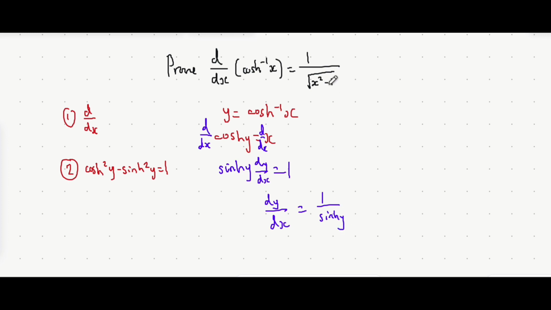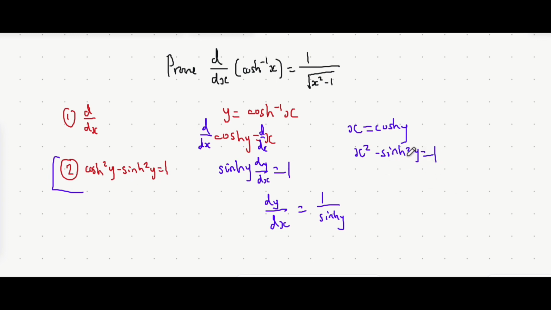However, what we see is in our answer, everything's in terms of x. So how do we go from sinh y to x? Well, that's where step number 2 comes in. Because we started off by saying x is equal to cosh of y, if we use this expression here, cosh squared y can be replaced with x squared, because that is the case with our substitution. So we can say x squared minus sinh squared y is equal to 1 when we substitute into this expression.